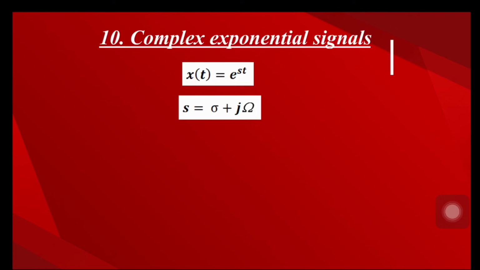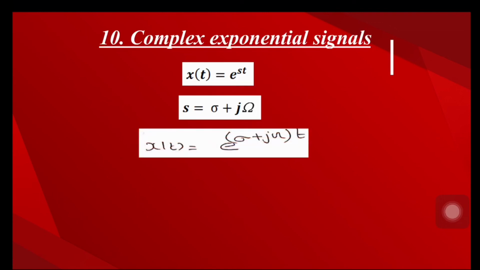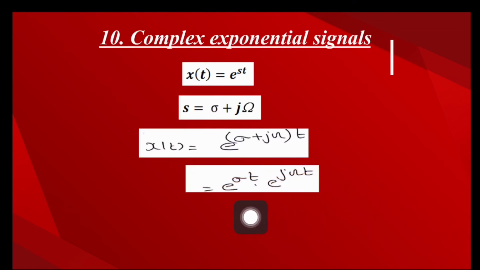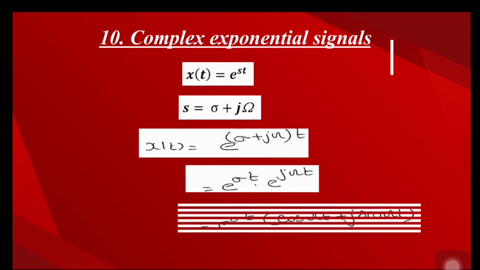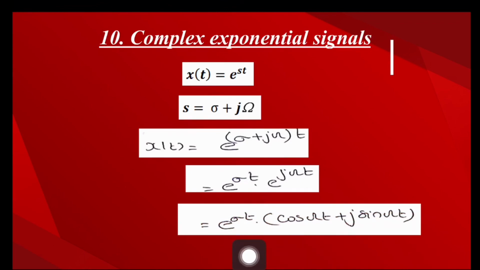By substituting the value of s in x of t, we get x of t is equal to e raised to sigma plus j omega into t. That is equal to e raised to sigma t into e raised to j omega t. As you know, by using Euler's relation, we can write e raised to j omega t as cos omega t plus j sin omega t. Correspondingly, x of t becomes e raised to sigma t into cos omega t plus j sin omega t.